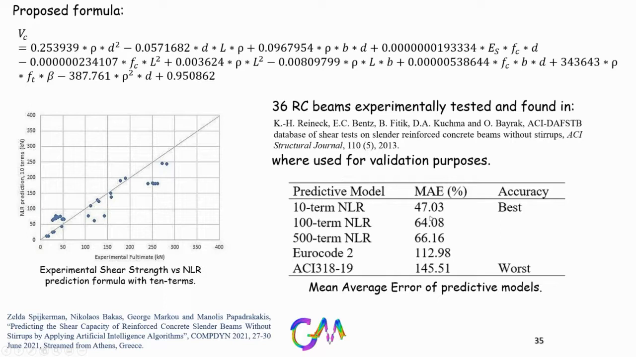And of course, this gave us a 47% mean average error compared to Eurocode and the American code, which gave us more than 100%: 112% for Eurocode and 145% for ACI, latest version 2019. So now you understand the power of these methodologies. This was work done by a Scripps student. And of course, the formulae developed in Eurocode and the American code took decades and decades until they were developed, and still they suffer from issues related to accuracy.